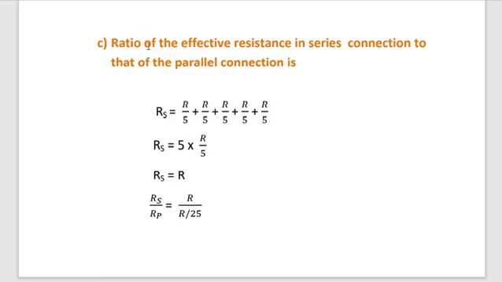They ask the question, ratio of the effective resistance in series connection to parallel. Series connection to parallel connection, how much ratio will be there? So Rs by Rp is equal to, series connection is R.